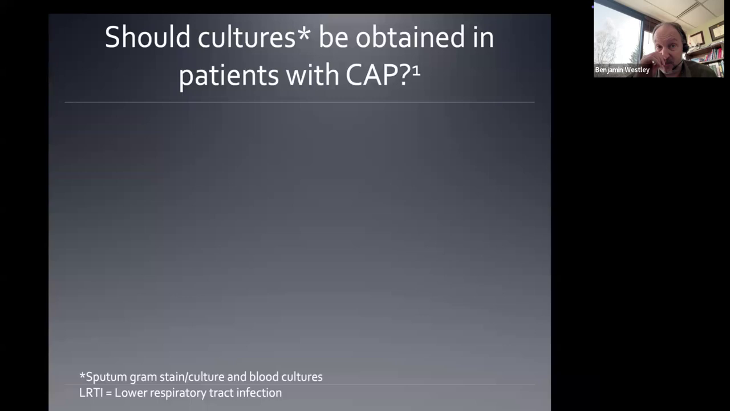So the first question is, should cultures be obtained in patients with community-acquired pneumonia? We're specifically talking about lower respiratory tract cultures.